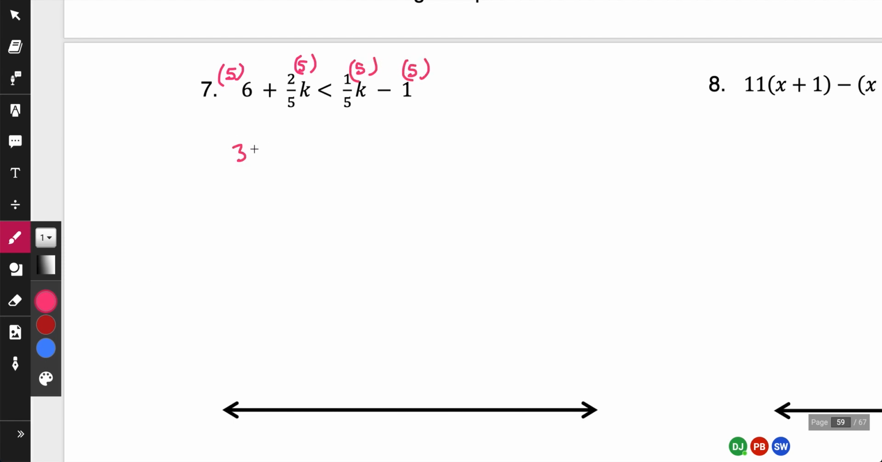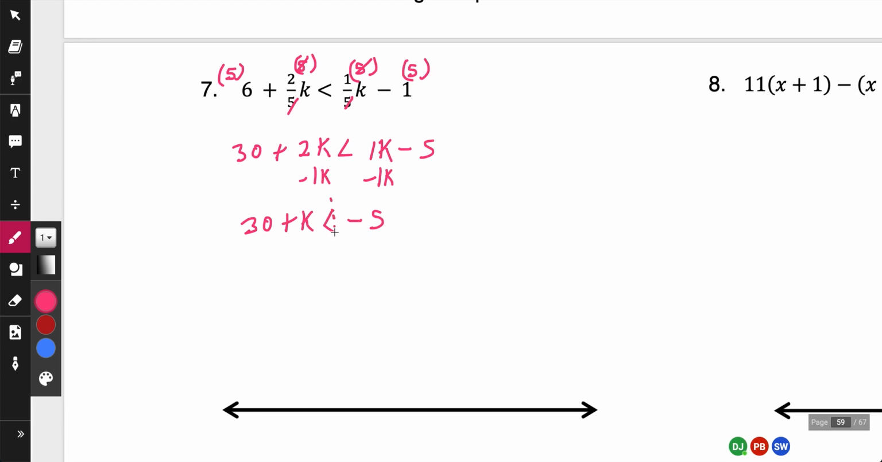This would give me 30 plus, these 5's cancel, 2k is less than, these 5's cancel, and I'm left with 1k is less than 5. I now need to get the k's on the one side of the inequality, so I'm going to do that by subtracting 1k on both sides. This would give me 30 plus k is less than negative 5. All right, I have k all by myself on the left-hand side.